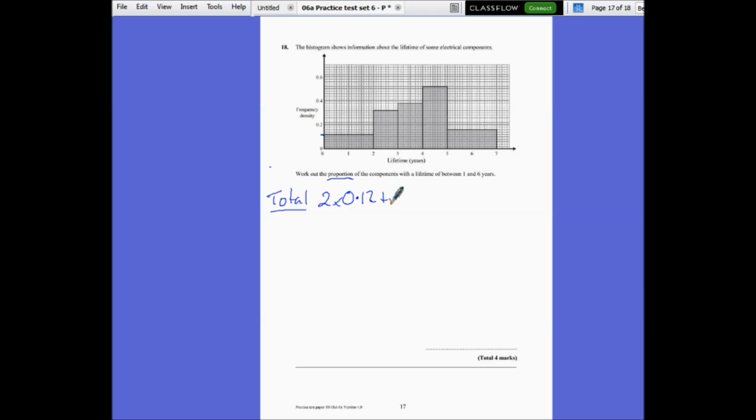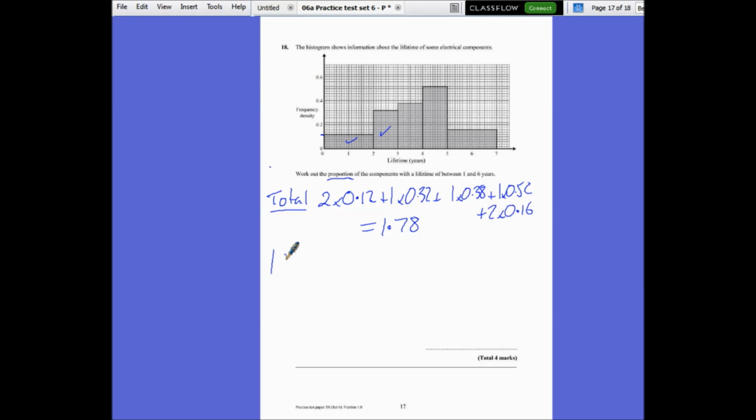We're going to add to that the area of this bar, which would be 1 times 0.32 tall, plus 1 times 0.38 tall, plus 1 times 0.52 tall, plus 2 times 0.16 tall for the last bar. And altogether that gives us 1.78 if you put all that in your calculator.